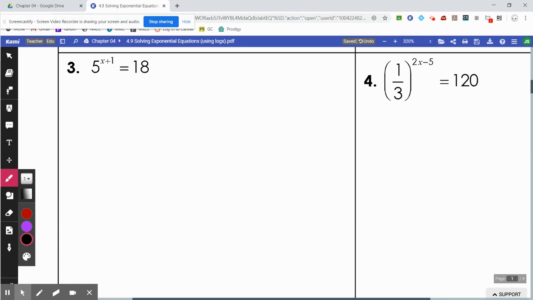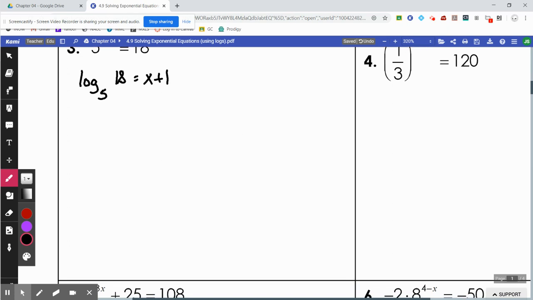Number 3, the exponential is isolated, so let's rewrite it as a logarithm. That'd be log base 5 of the value on the other side of the equal sign is equal to the exponent. So what we're going to do is type this into our calculator as change of base formula. The log of 18 divided by the log of 5 is equal to x plus 1.